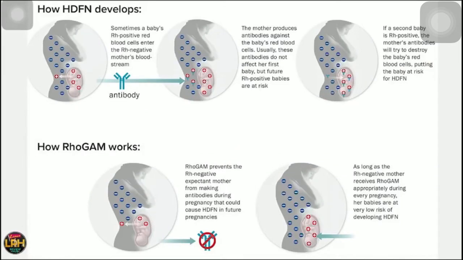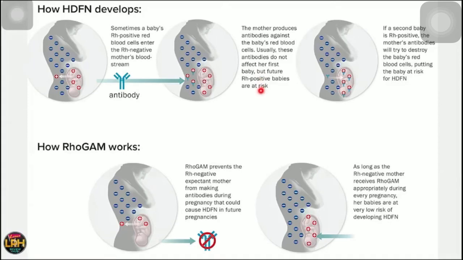How does hemolytic disease of the fetus and newborn develop? Sometimes a baby's Rh positive red blood cells enter the Rh negative mother's bloodstream. So this will allow the introduction of the D antigen to the D negative mother. So the mother will then produce antibodies against the baby's red blood cells.